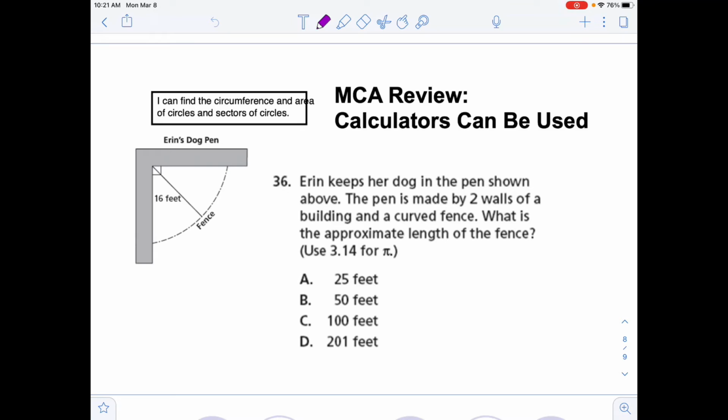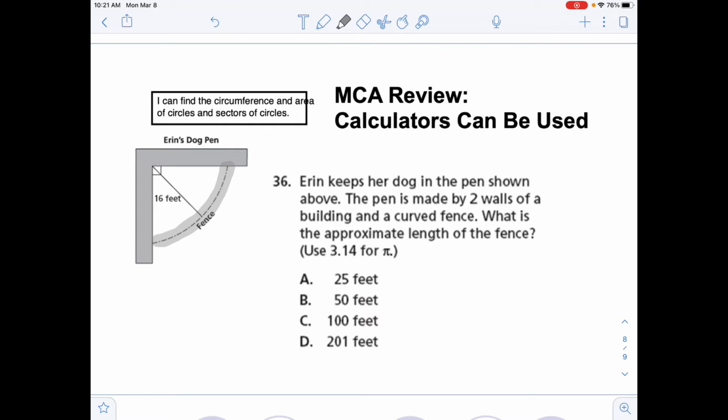This problem here is an example of something you would see on the MCA. So it says Erin keeps her dog in the pen shown above. The pen is made by 2 walls of a building and a curved fence. What is the length of the fence? So our job is to figure out this curved length of the fence.